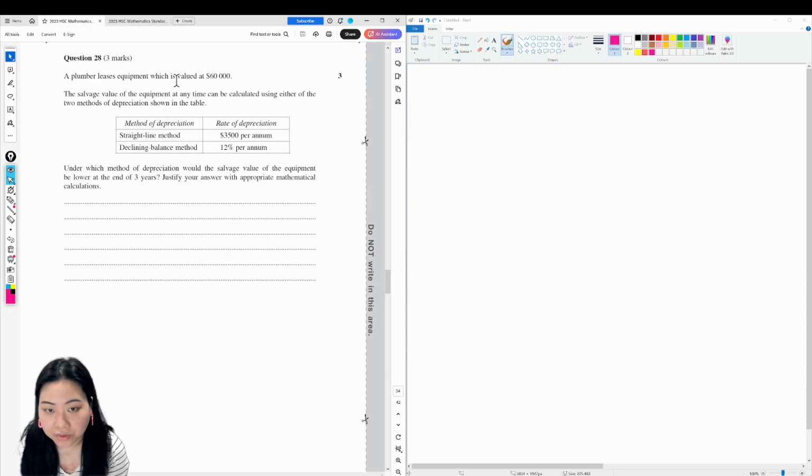Question 28, 3 marks. A plumber leases equipment which is valued at $60,000. The salvage value of the equipment at any time can be calculated using either of two methods of depreciation shown in the table, straight line method or declining balance method. Under which method of depreciation would the salvage value of the equipment be lower at the end of 3 years? Justify your answer with appropriate mathematical calculations. What they want to know is which method would mean the value of the equipment be less after 3 years.